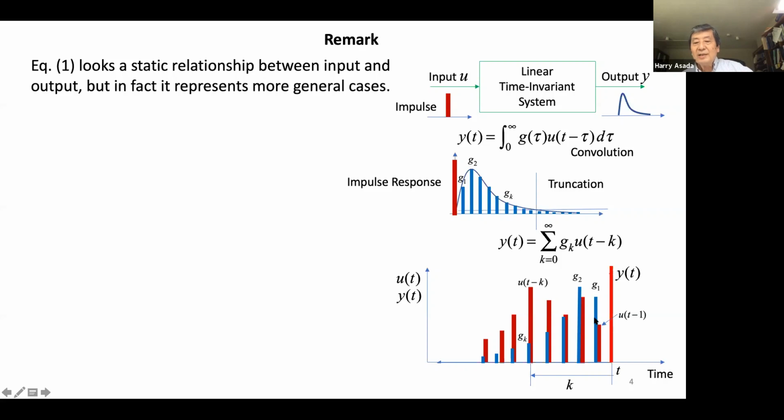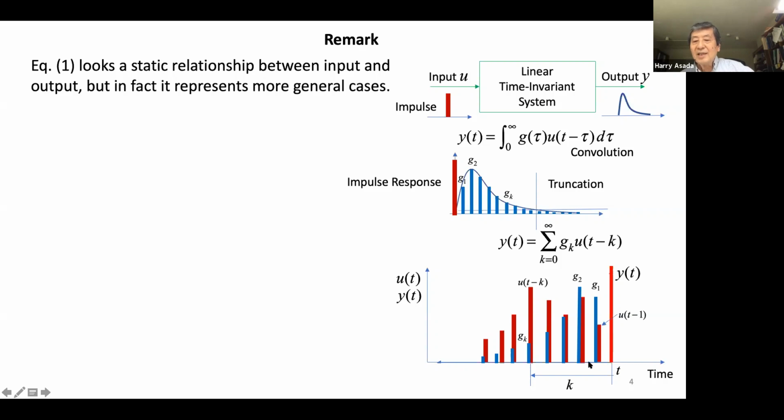Now, how we weight is basically based on this impulse response. At one time step back, input was this much, and the impulse response, the first value is g1 like this, and then this one is multiplied to this, and that is part of y(t).